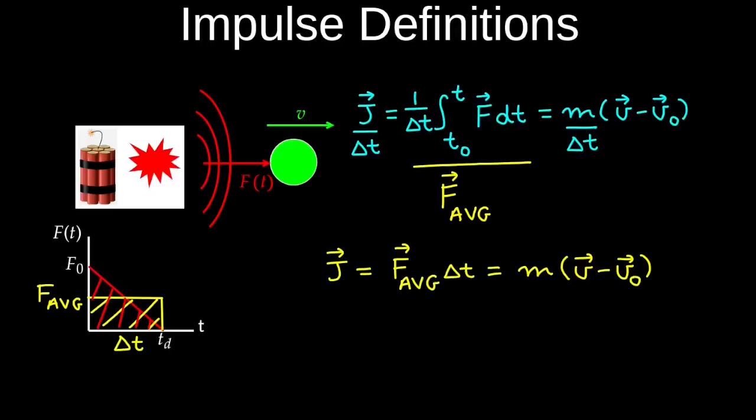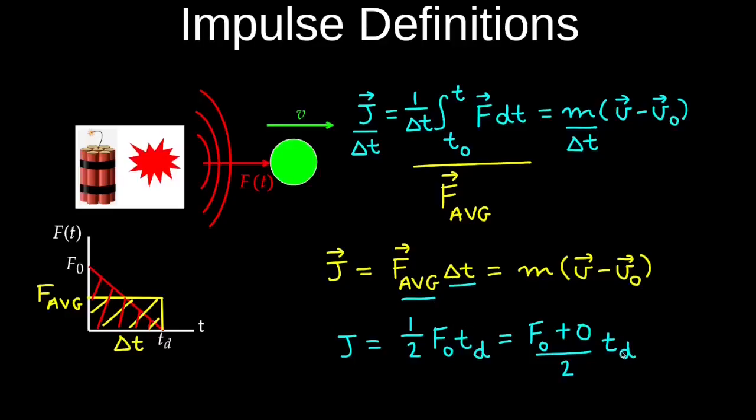So in this example, where we've simplified the impulse due to an explosion as a triangular impulse, in this case we're looking at one dimension, and the impulse is the area of that triangle. And we can also observe that the average force here is F0 plus 0 on 2, and then multiplying the average force by delta t gives us the same impulse.